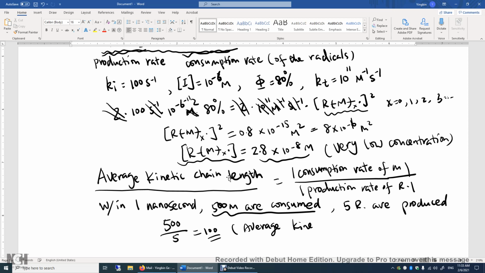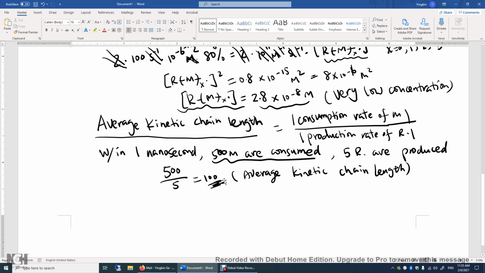kinetic chain length. Why is it called kinetic chain length? Because actually this number keeps changing throughout the reaction. Every single nanosecond, every single microsecond, the average kinetic chain length is different. But why do we need to look at this number? Well, this gives us a rough idea in the end of the average chain length of the polymer.